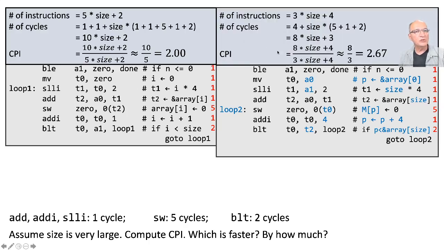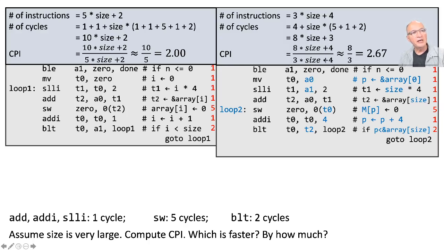Now let's look at this code here. I did a similar computation, but now I have 3 instructions inside of the loop. So it's 3 times size plus 4 is the number of instructions. And the number of cycles will be 4 plus size times 5 plus 1 plus 2. Those are the cycles for instructions inside the loop. So the number of cycles will be 8 times size plus 3. And then this should be plus 4. I'll fix this slide later after the video.